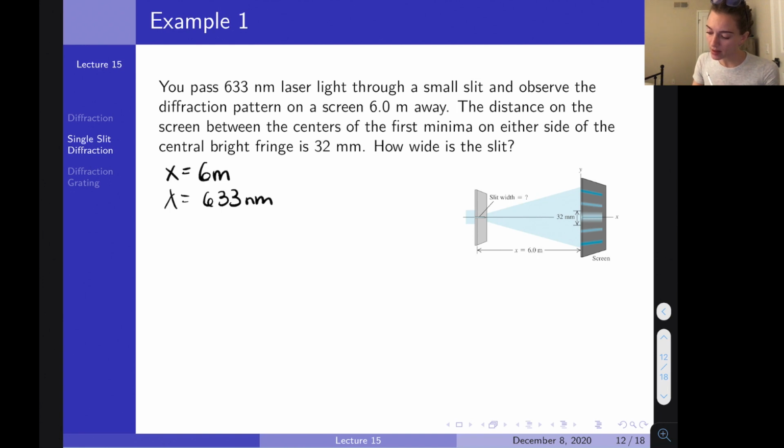And we know that m is plus minus 1, right? Because we say it's the first dark fringe. So we know that m is plus minus 1. So what we're going to do here is actually use the small angle approximation. So remember we had a sine theta is equal to m lambda.